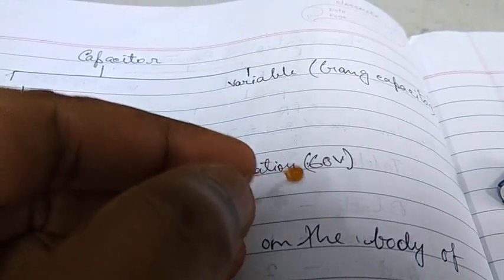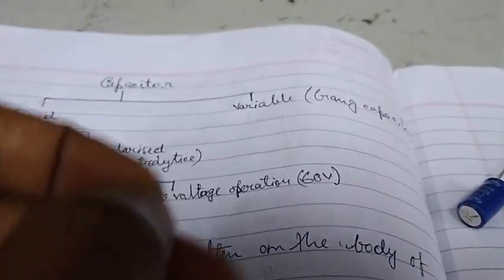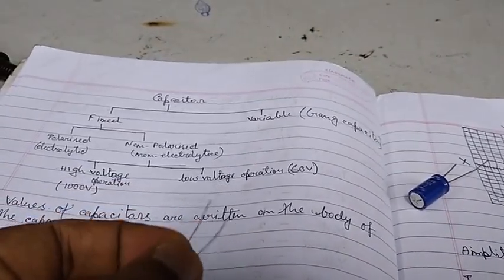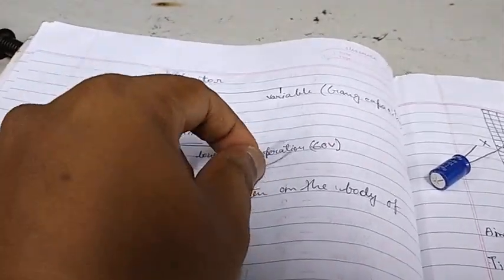This capacitor, this is also a capacitor. This is a non-polarized capacitor. See, the length of the legs are similar, and this is also for low voltage operation.